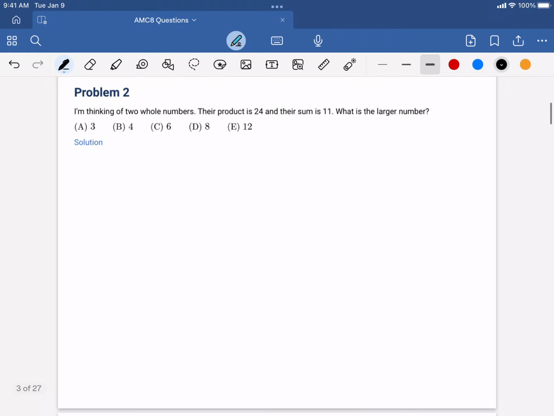Okay, problem 2. I'm thinking of two whole numbers. Their product is 24 and their sum is 11. What is the larger number? So we can make two equations out of this. The two numbers are going to be x and y. The product is 24. Their sum, x plus y, is going to be 11.